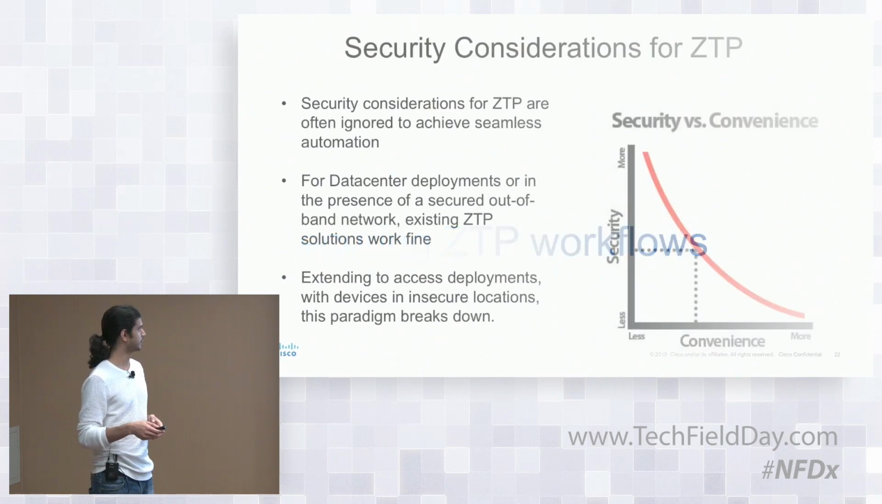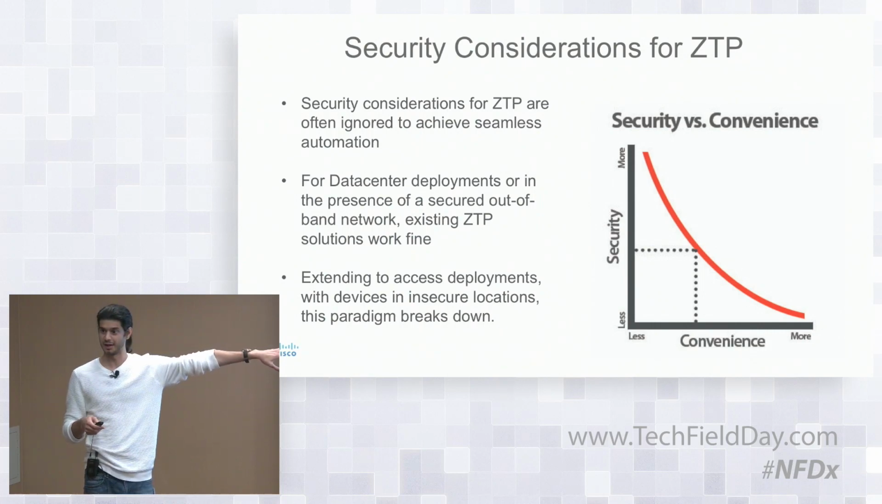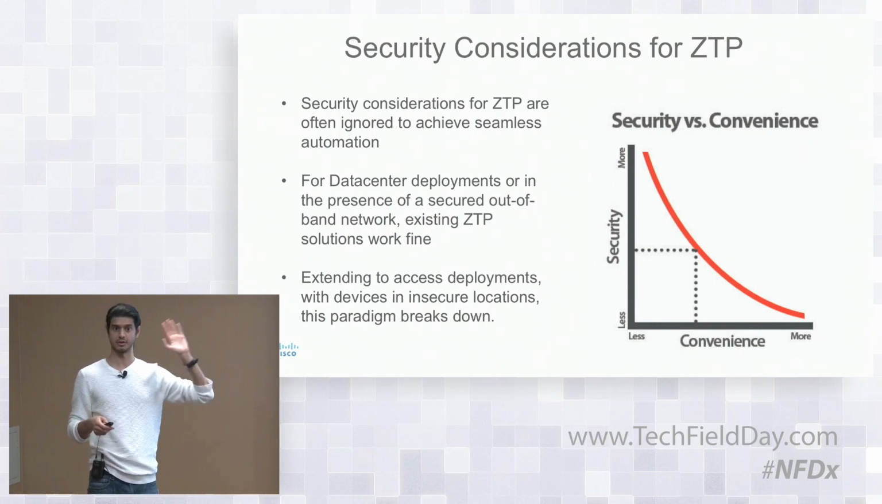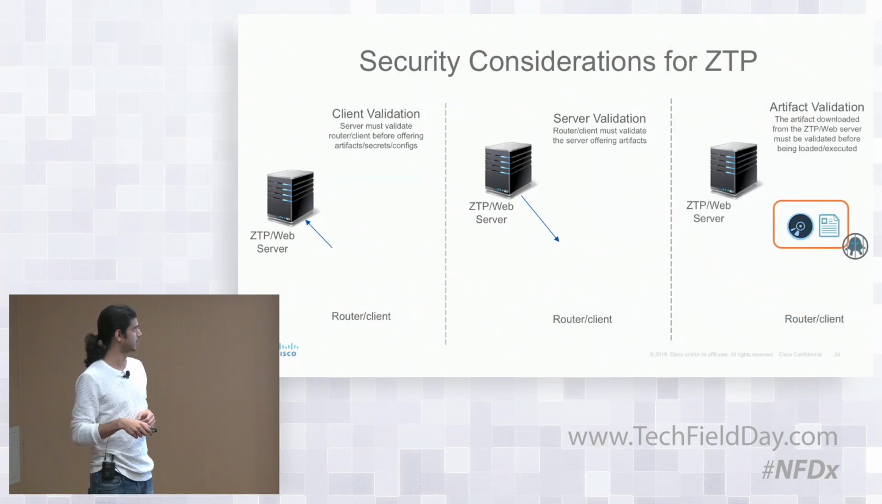And pretty much my last slide: security versus convenience is a typical problem, right? ZTP is all about convenience. You're trying to automate the entire workflow. The greater the amount of convenience, the lower the security that you're potentially dealing with, and vice versa. So we have to get to a stage where we're able to match the requirements based on what your network actually looks like.